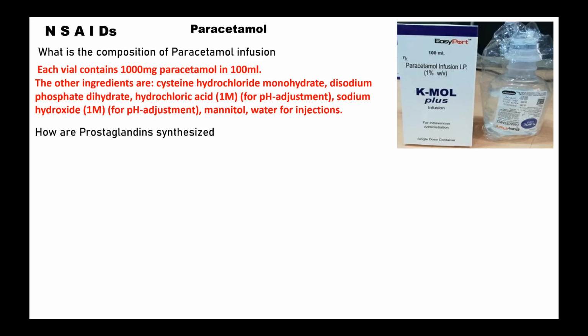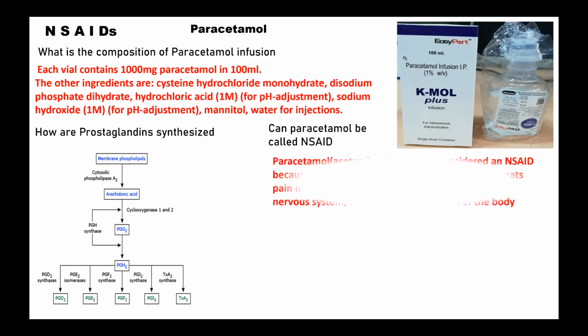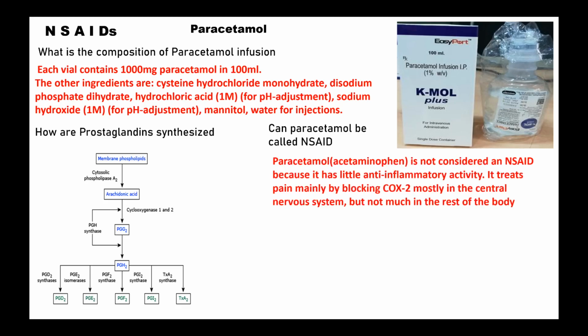How are prostaglandins synthesized? From arachidonic acid. Membrane phospholipids, acted on by cytosolic phospholipase A2, give arachidonic acid, producing prostaglandin H2 by cyclooxygenase. Can paracetamol be called a non-steroidal anti-inflammatory drug? No, sir. It is not considered an NSAID because of little anti-inflammatory activity. It treats pain mainly by blocking COX2, mostly in the central nervous system.